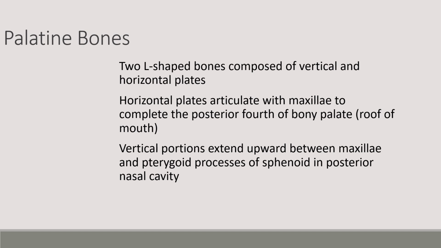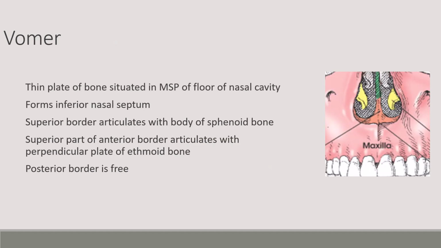The palatine bones are L-shaped. They have a horizontal plate and a vertical plate. The horizontal plate articulates with the maxilla, and it forms the bony palate, the roof of the mouth. The vertical plate extends upward between the maxilla and the pterygoid process of the sphenoid in the posterior nasal cavity. So it forms the lateral walls of the posterior nasal cavity.